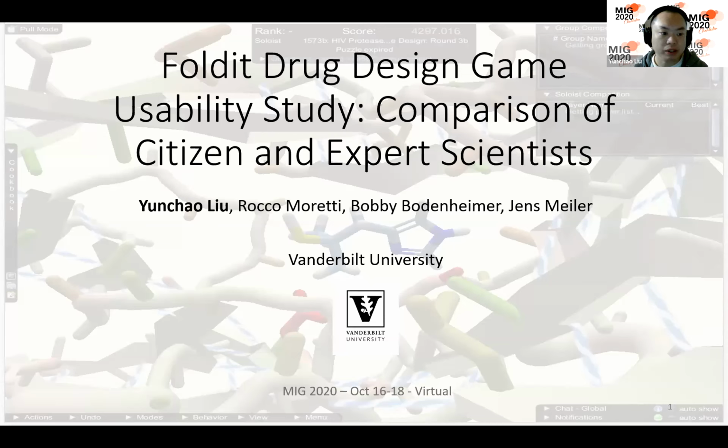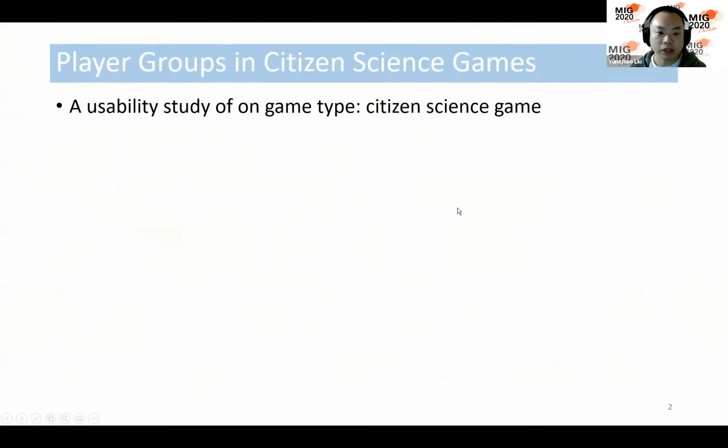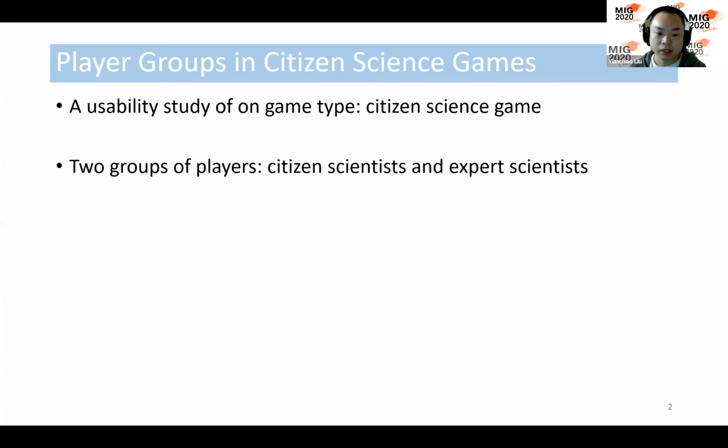Today I'm going to talk about a usability study and a comparison of citizen and expert scientists for a drug design game. The specific game type we are going to talk about is called a citizen science game, in which the general public is engaged in solving scientific problems through game playing. Naturally, there are two groups of players: the citizen scientists, who are the general public, and the expert scientists, who have been formally trained.